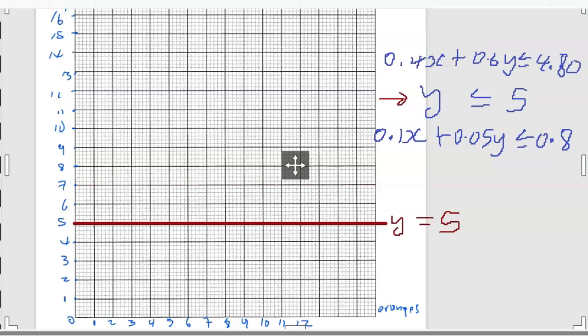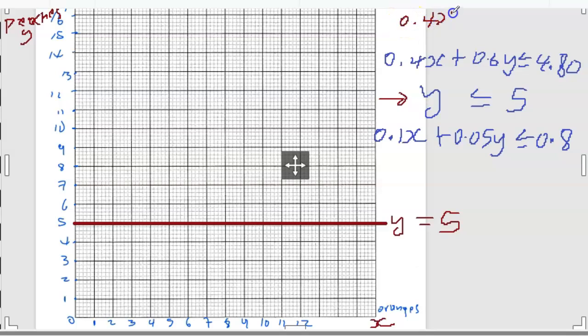Let's do the top one next. Of course, it's a line. So we need to find out where the graph cuts both the x-axis and the y-axis. So y-axis for peaches, x-axis oranges. So we need now to know where the graph cuts the x-axis and also the y-axis.